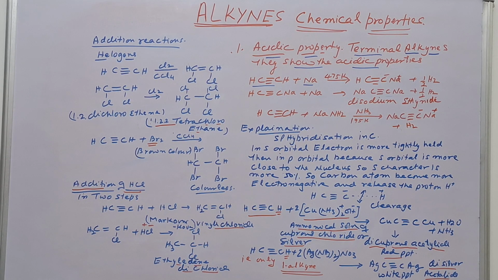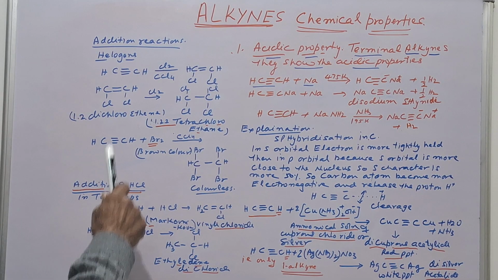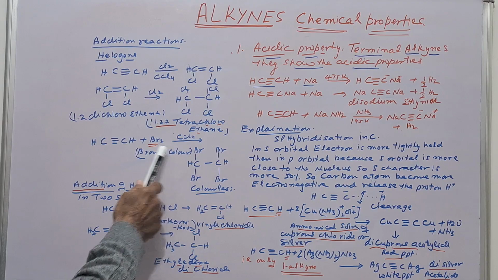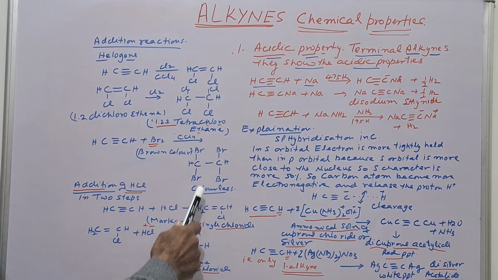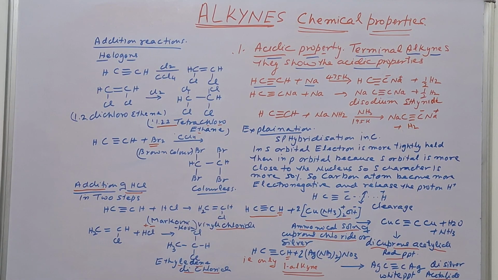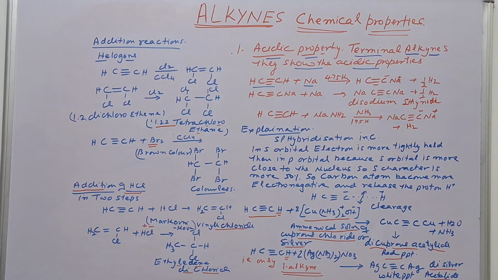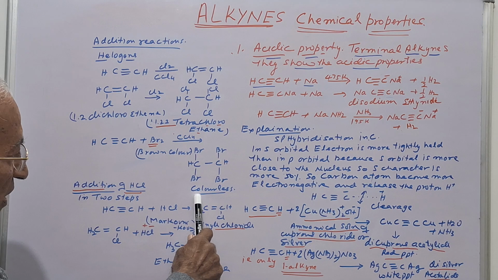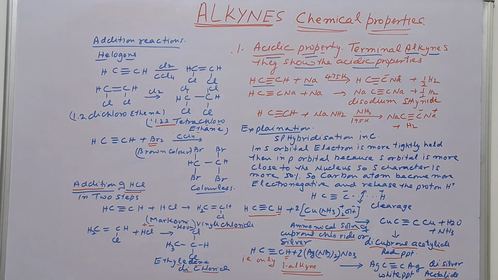Now, in the case of bromine, you see bromine is orange-brown in color. When bromine reacts with ethyne in carbon tetrachloride, it forms tetrabromoethane, which is colorless. Here, the brown color of the bromine disappears and it forms the colorless tetrabromoethane. So it is a test for unsaturated hydrocarbons.